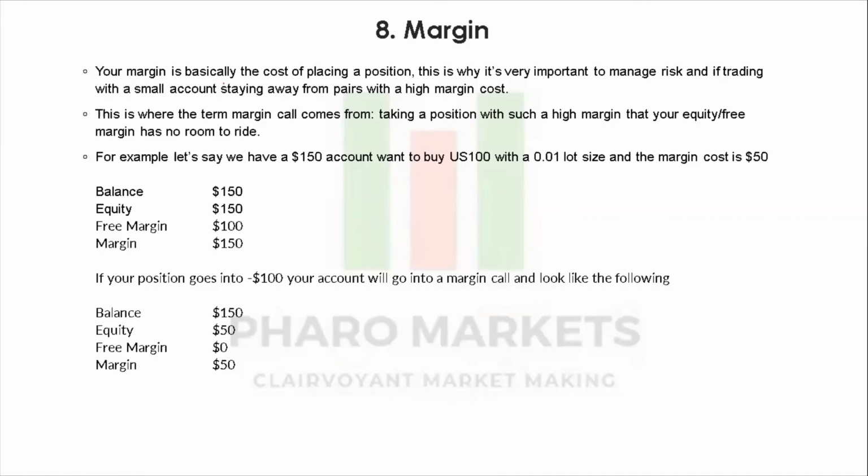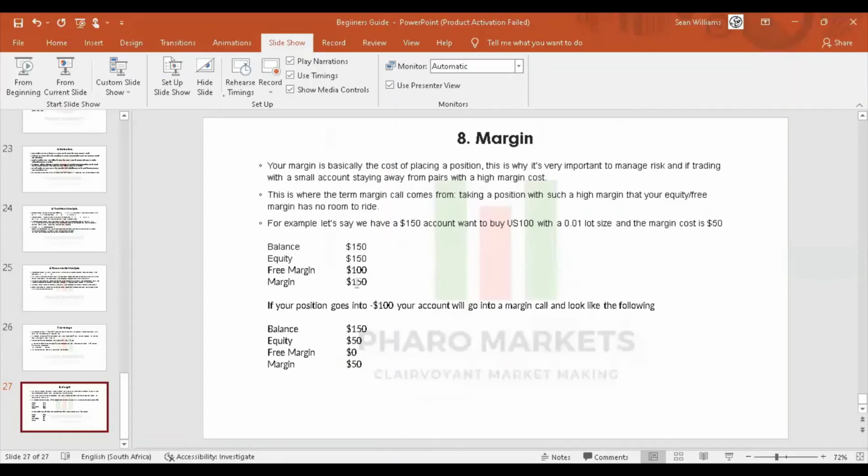The broker takes the money from your account, because that's the cost you're paying to take the trade. Okay, I made a mistake here on the margin. It should be $50, so you can see the math that takes place over here.